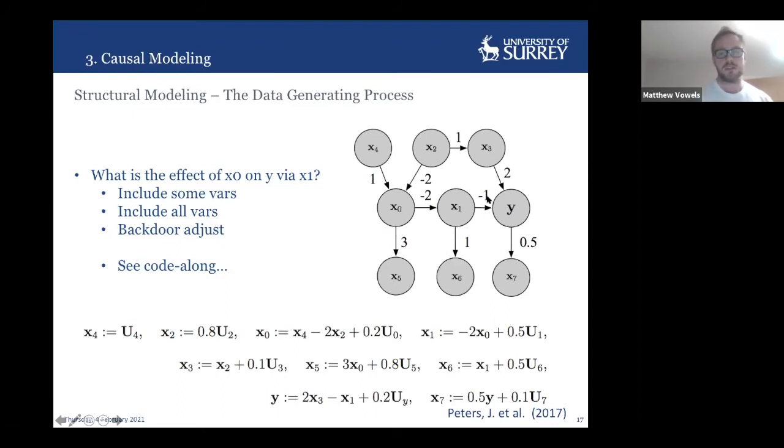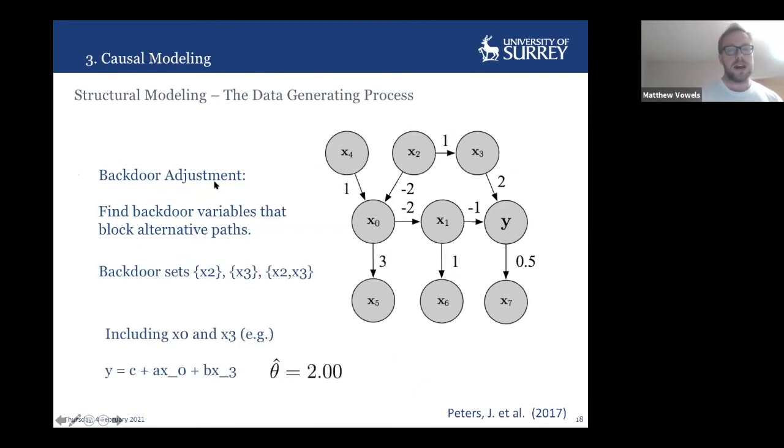So -2 times -1 equals 2. So we want to check that multiple linear regression does or doesn't give us the right estimate of the effect of x0 on y, just as an example in this graph. Unfortunately, you can't do that unless you know everything about this structure, and backdoor adjustment is one possible way to do it. If you do know the structure, you can perfectly recover an unbiased estimate of x0 on y.